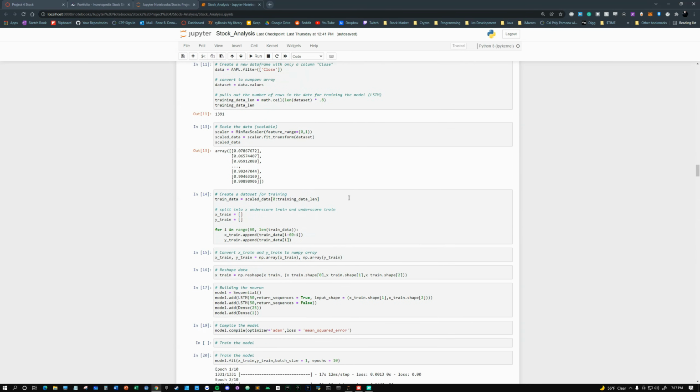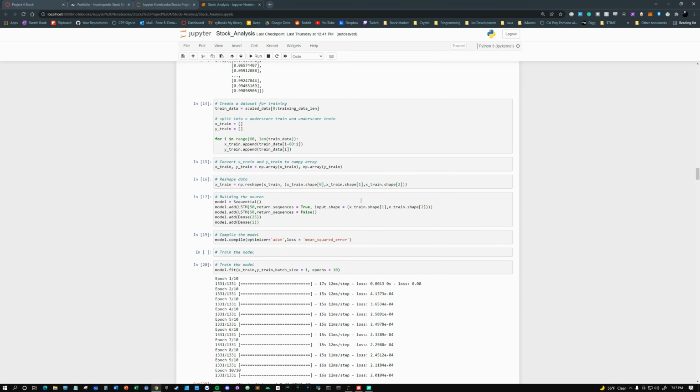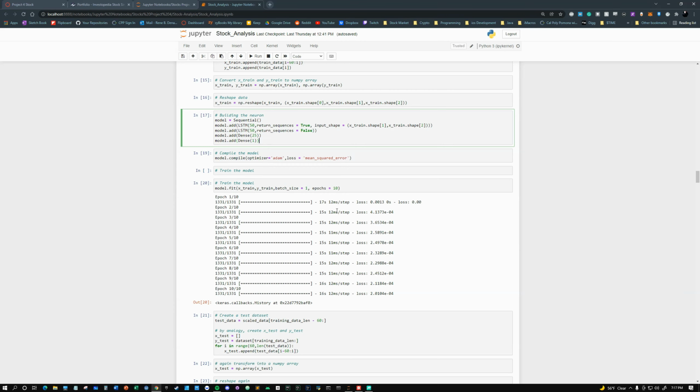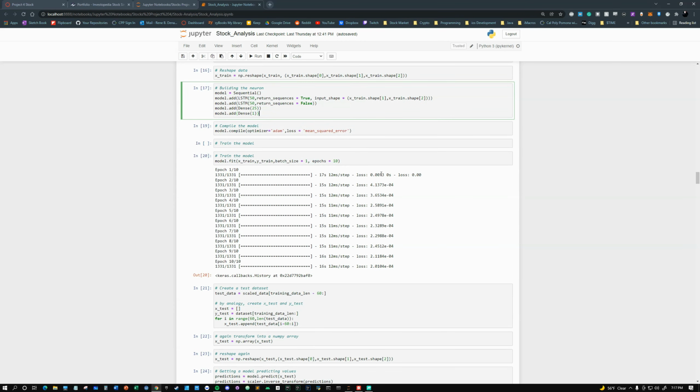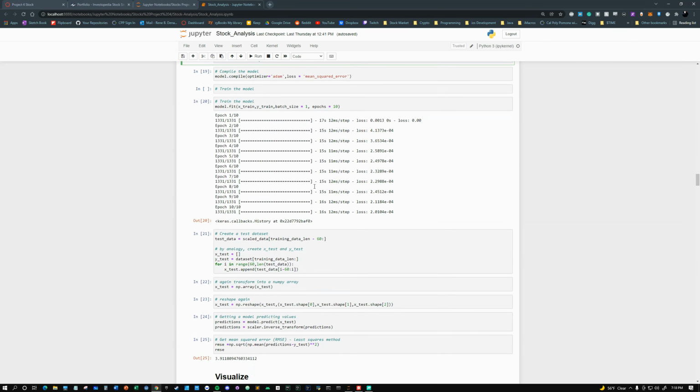Sorry about that. So I scaled the data, created a training set for it, and split it into its respective X and Y train data. We put that data into an array and reshape the data. And this is the actual building of the neural network for the model. We compiled the model. Here we train the model. Right here it has 10 epochs, but I really used 150. The reason it's currently at 10 is because I went back and used it to test something. But we did use 150 epochs. Just thought I'd mention that.